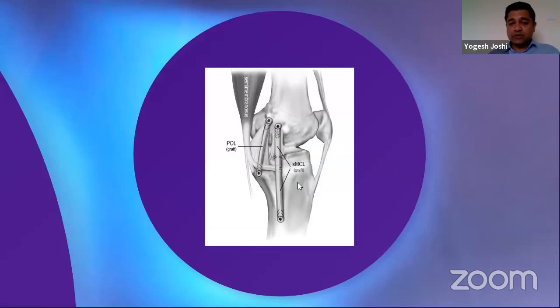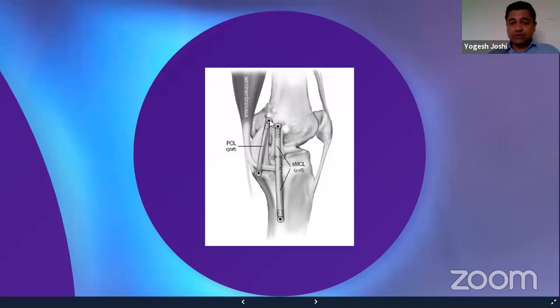So this is the anatomical reconstruction. It requires two tendons, where you reconstruct the POL separately and the superficial MCL separately. The modified version is you can use one tendon and one femoral attachment to reconstruct the POL as well as the superficial MCL.